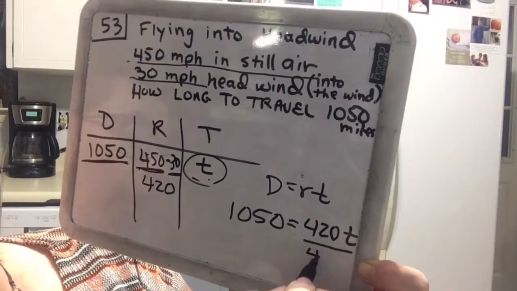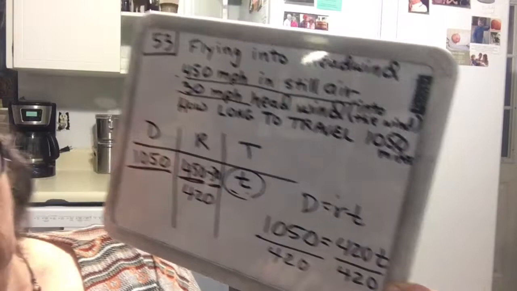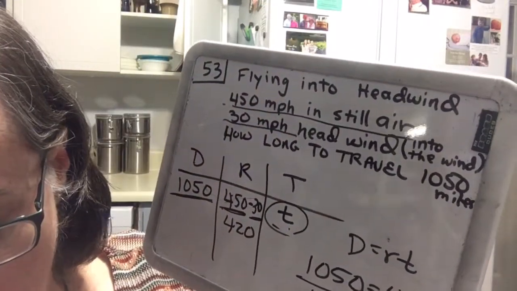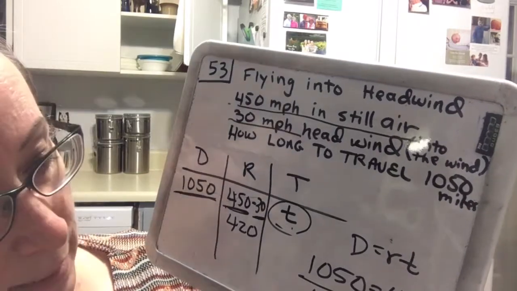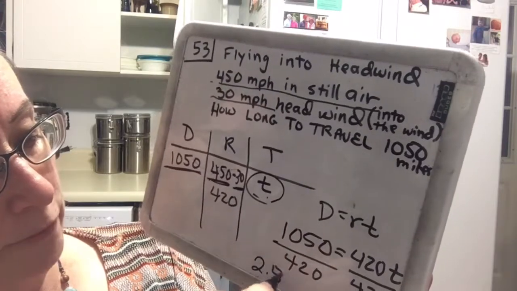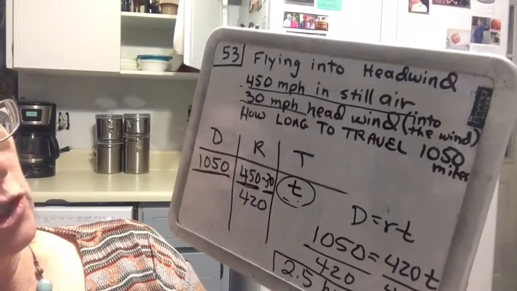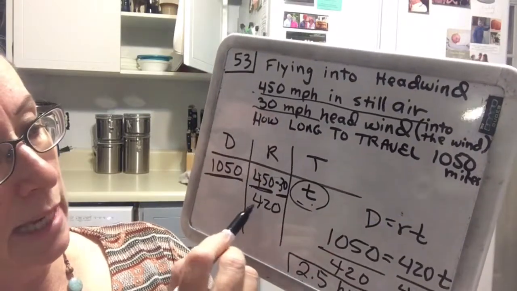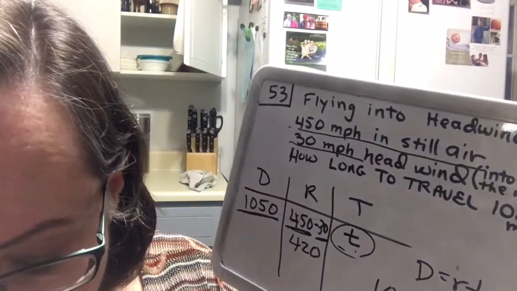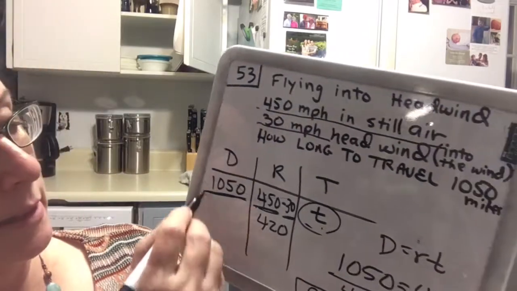So we're going to divide by 420. Okay, so on our little calculator, we got 1050 divided by 420, and we end up with 2.5. So 2.5 hours is the amount of time. Okay, so let's check that. If we take the 420 and multiply it by the 2.5 hours, we get the desired amount.